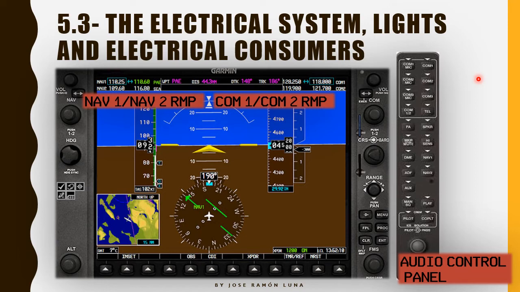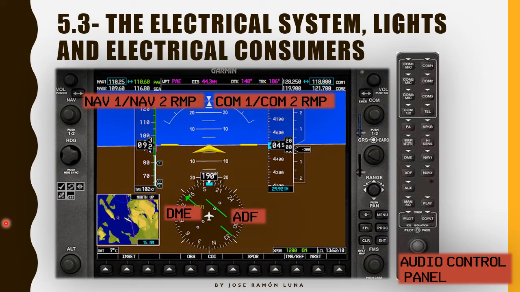How do we use that? We have the volume right there. Then we have the switching. This button is the same as the other one. Remember, we switch the frequencies from standby to active. This one is going to go to active. Active is going to be in green. And we do it with the switching button, okay? We'll see it after. That's how you do it. And in the COM section, it's exactly the same switching button and volume.